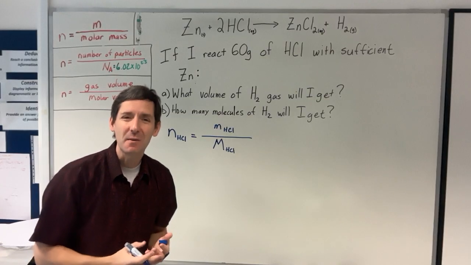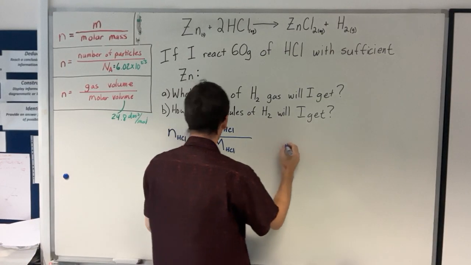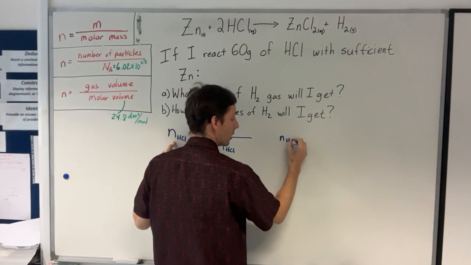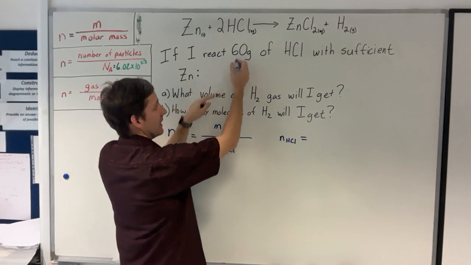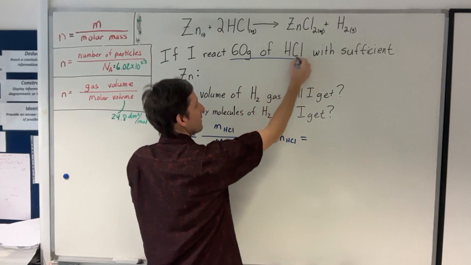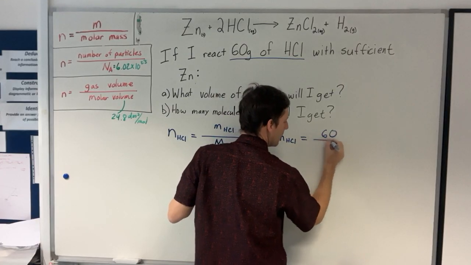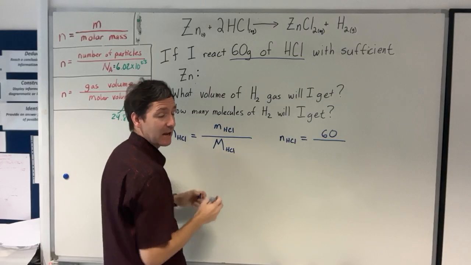Now I'm gonna put in the numbers that I have, right? So in this situation, I don't know the moles of HCl. That's what I'm gonna look for. I do know the mass of the HCl. It's telling me I got 60 grams of HCl. So I'm going to put 60 up on the top. Now I need to divide by the molar mass of HCl.